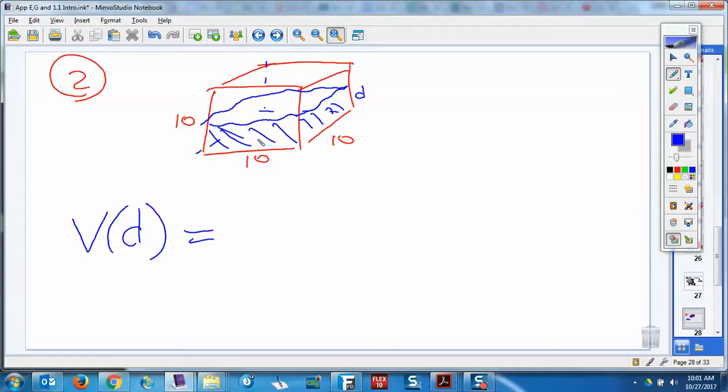Okay, so that's just volume. What's the volume of the blue? It's a box. 10 times 10 times D, right? Not 10 times 10 times 10. We don't want the volume of the box. We want the volume of the water. 10 times 10 times D, 100 D. That's it. Volume as a function of depth means they want V equals with some D's in it. That's what it means.